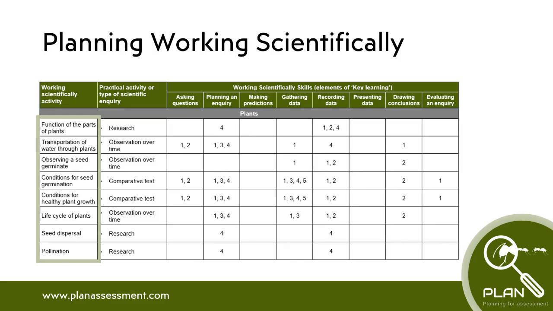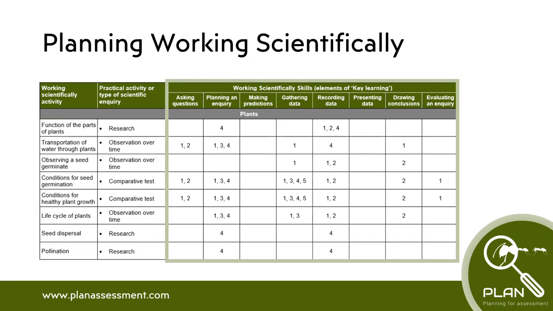The document lists the working scientifically activities for each topic in each year group that most frequently feature in schemes of work. The activities included in the table are not an exhaustive list. For each working scientifically activity, it indicates which of the skills it can be used to teach. As you can see, many of the working scientifically activities can be used to teach more than one of the skills. So schools will not only need to decide which working scientifically activities to do with their children, but also which skill to focus on.